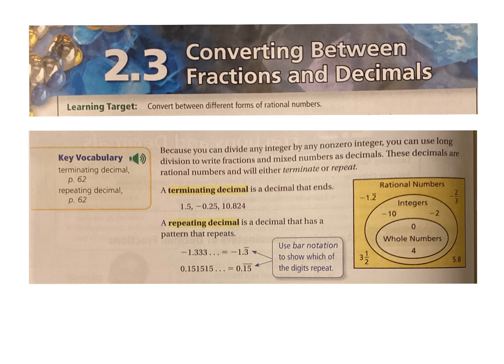This lesson is 2.3, converting between fractions and decimals. Our learning target is to convert between different forms of rational numbers. So if you have a decimal, how do you make that into a fraction? If you have a fraction, how do you make that into a decimal? And you'll be able to go back and forth.